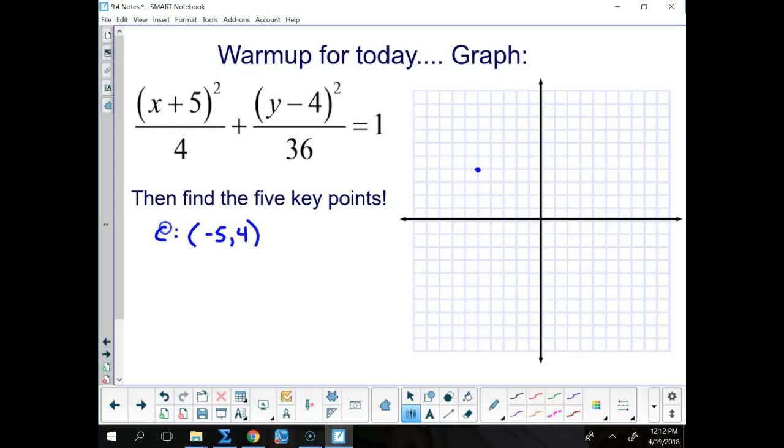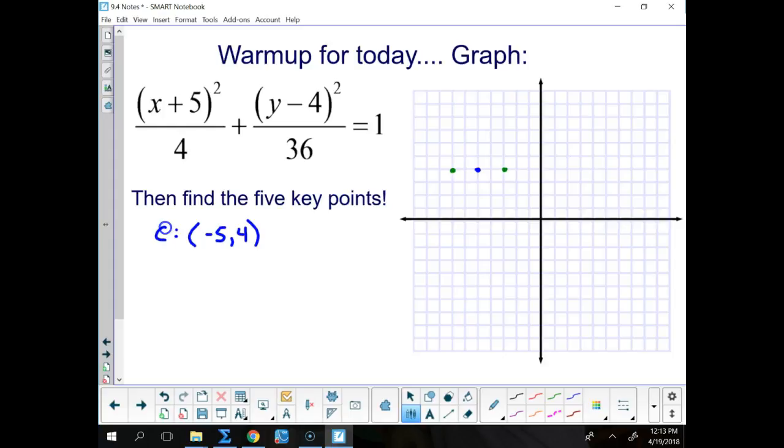Left and right. From my center, how far do I go left and how far do I go right? Oh, 2, because I'm looking at the 4, right? Because 4 is underneath x, so I'm going left and right 2. Square root of 4 is 2.